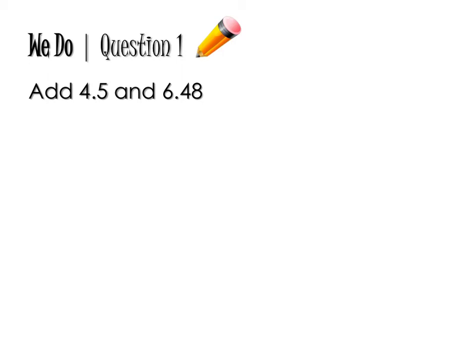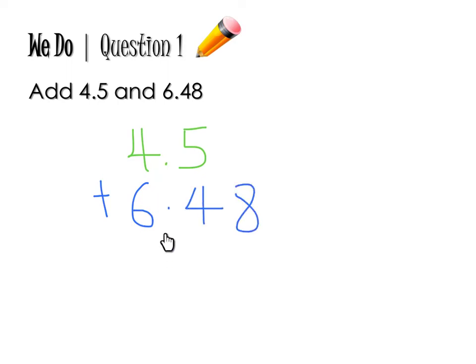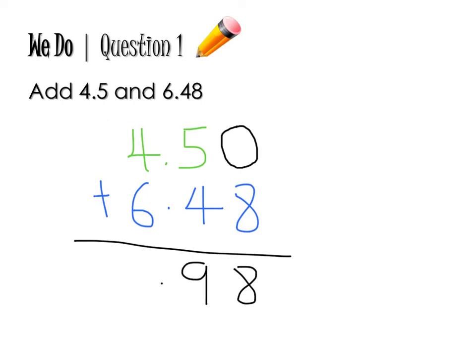Add 4.5 and 6.48. So 4.5 plus 6.48. Okay, so again, decimal must line up in a straight line. So that will give me... Now, what is this? This is nothing. Well, you know that this is actually 0. Okay, so 8 plus 0, 8. 5 plus 4, 9. 4 plus 6 plus 4 is 10. So 1, 0. And so 4.5 plus 6.48 is actually 10.98. And so this is my answer.